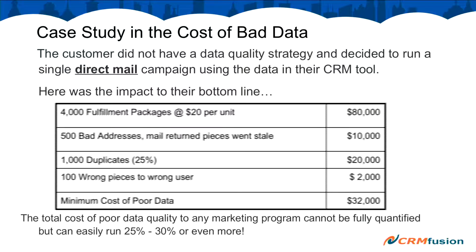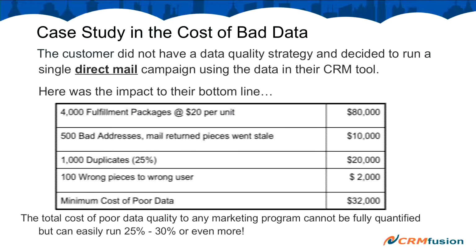This customer sends out a fulfillment package. They're in the automotive business. They're fancy color brochures that they send out to all their dealer network. They send out 4,000 of these fulfillment packages. We went in and analyzed their first job when they did this. Sending out 4,000 of them at $20 each cost them $80,000. Unfortunately, they had 500 addresses in that data set that were invalid, and those pieces were delivered and then they went stale, costing them $10,000.